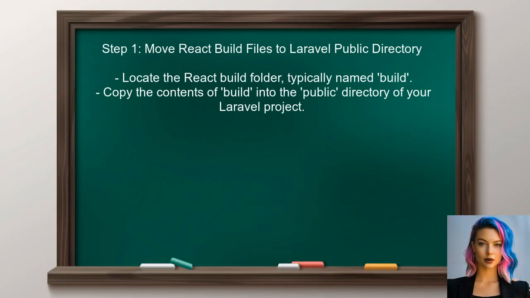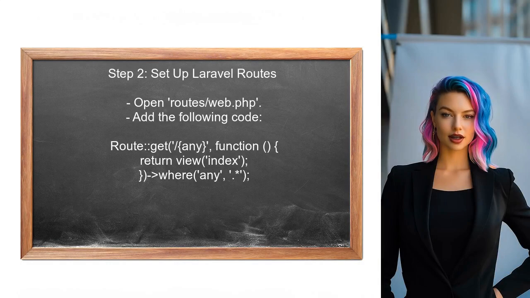To begin deploying the React and Laravel project, the user should first move the built React files into the Laravel public directory. This is where Laravel serves static files. Next, the user needs to set up the routes in Laravel to serve the React application. This involves modifying the Laravel routes file to return the main React index file for any route that isn't an API route.